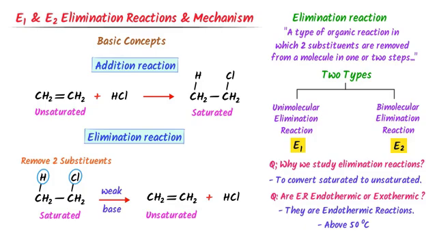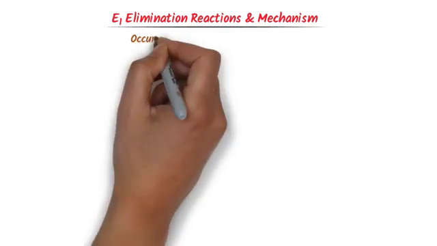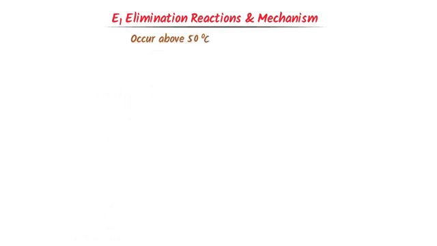Therefore, we say that elimination reaction favors high temperature. Let me repeat it. Elimination reactions favor high temperature. Hence, note down all these important points. Now we will study E1 elimination reaction and its mechanism. The first point is that they occur at high temperature above 50 degrees centigrade in the presence of weak base.